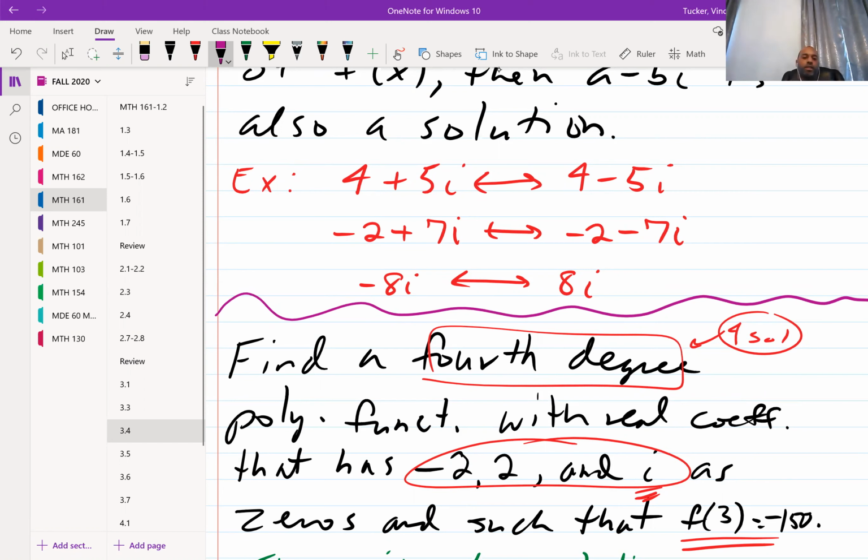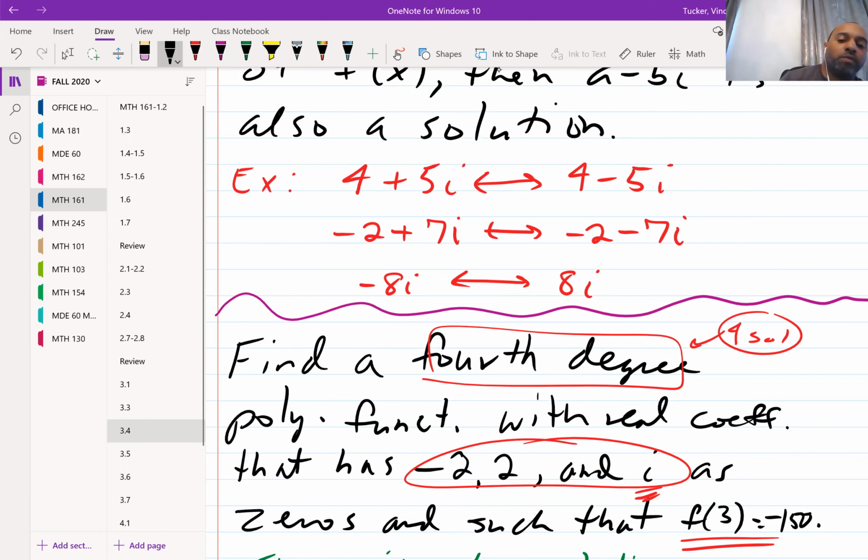All right, so let's look at this next example. Find a fourth degree polynomial function with real coefficients that has negative 2, 2, and i as zeros, and such that f(3) is equal to negative 150.